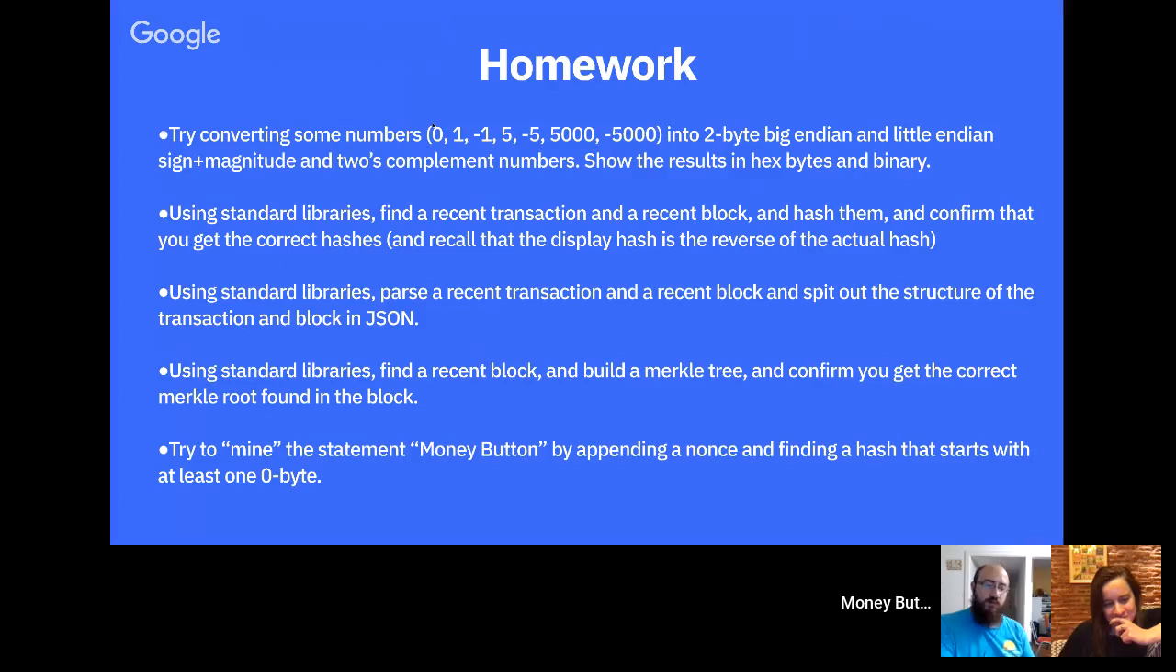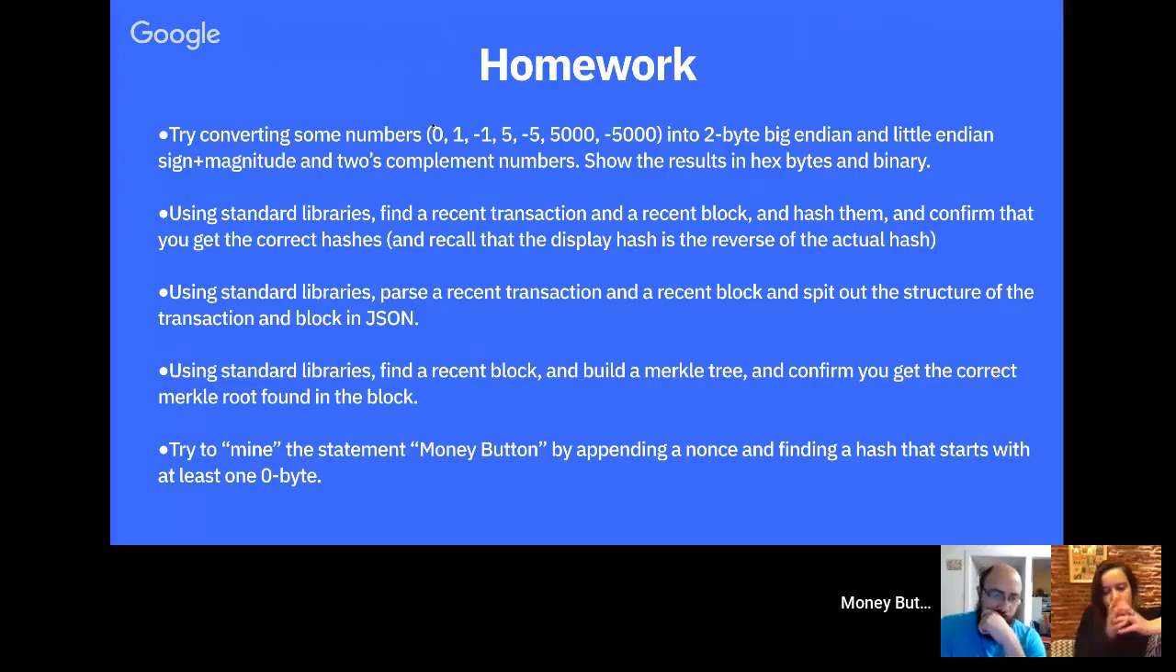And note that things are always displayed in reverse. So to validate it, you will have to actually reverse it. Then another thing is using standard libraries, parse a transaction and a block and spit out the structure in JSON. You can do this using BSV, our library. You can input transactions and blocks and then spit them out in JSON and just see what data you get, and you can look at it and analyze it and so on.